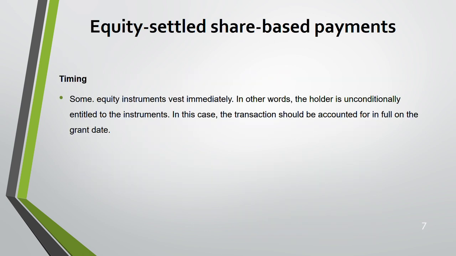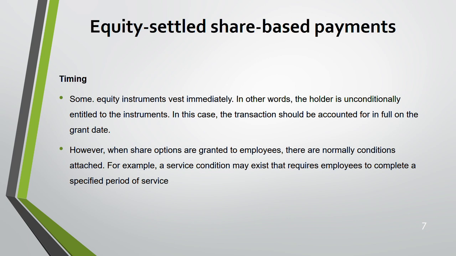Some equity instruments vest immediately. Vest means you are getting, you are entitled to receive it. That is the meaning of vest. In other words, the holder is unconditionally entitled to the instrument. That means they are getting all the shares or share options, whatever they have been granted. If it has vested immediately, the transaction should be accounted for in full on the grant date.